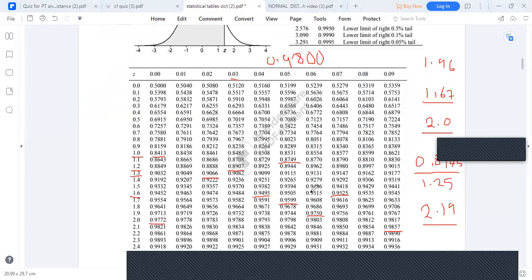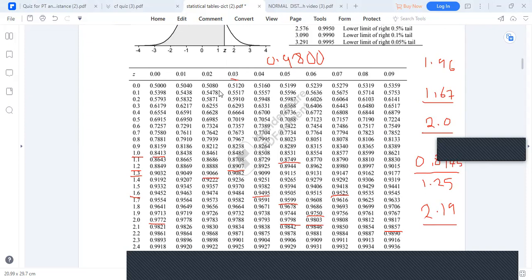Zero 0.98. The closest is somewhere 2.05. People would pick this one, but the closest is this one here, 0.9798. So what is the Z for this percentage? 2.05.